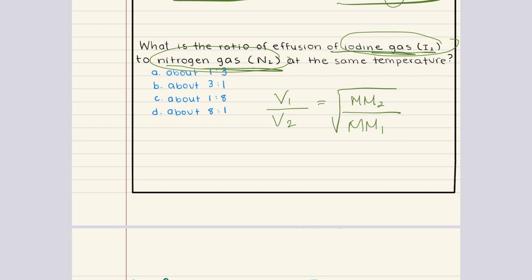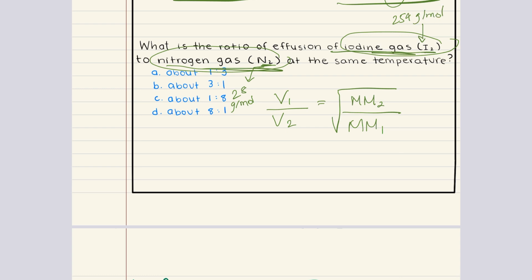So for nitrogen, one nitrogen atom is 14 grams per mole. If there's two nitrogens for N2, this is going to be 28 grams per mole. That's the molar mass of nitrogen gas. And we do the same for iodine gas. This is going to be 254 grams per mole.